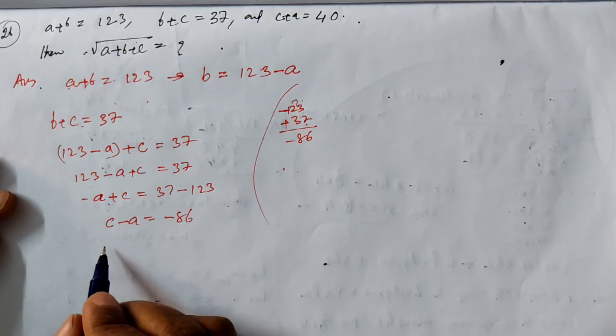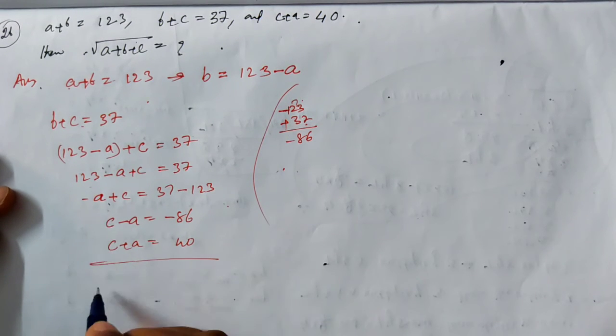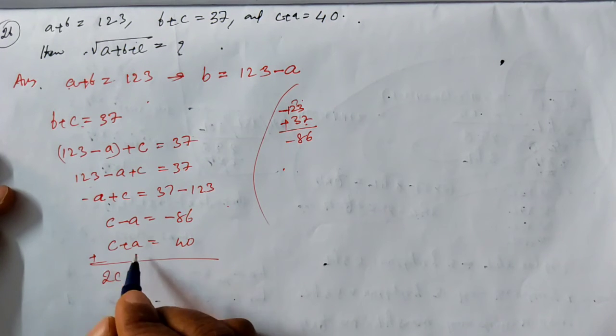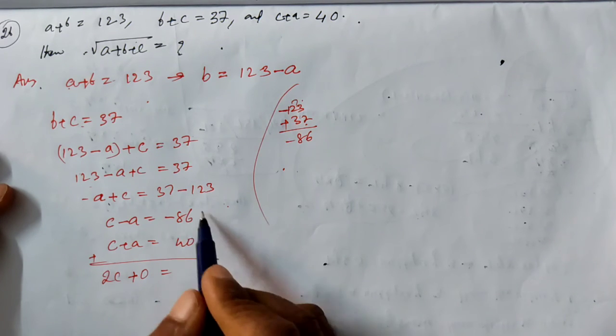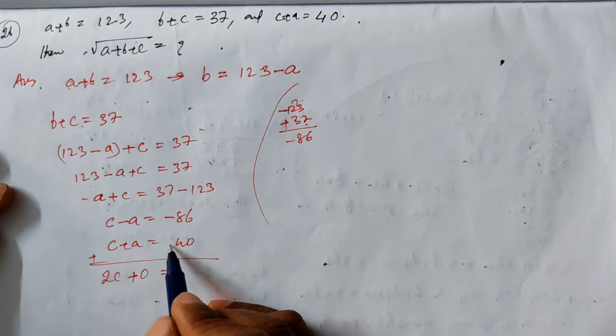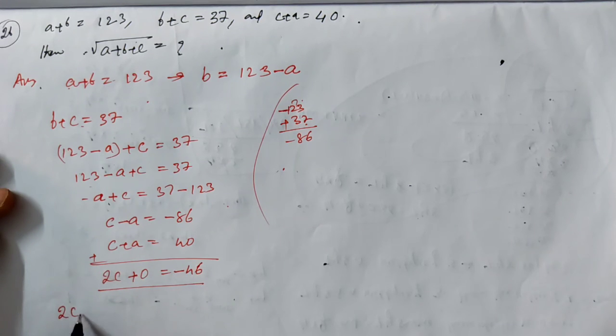Okay. So c plus a is equal to 40 and c minus a is equal to minus 86. So add these two. Okay. c plus c, 2c. So minus a plus a gets cancelled. Okay. Now 40 minus 86, this is minus and this is plus, so we have to take the difference. So what is the difference? Minus 46. Okay. So 2c is equal to minus 46. Therefore c is equal to minus 46 by 2 is equal to minus 23.